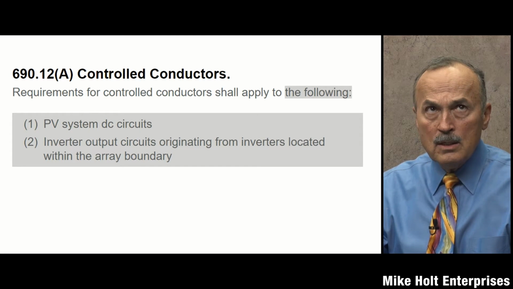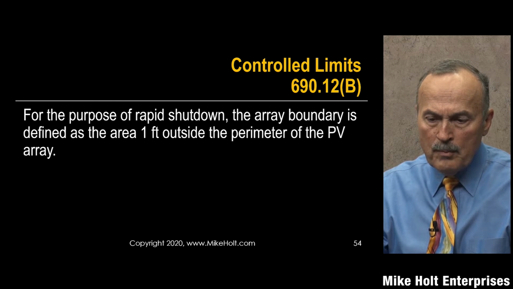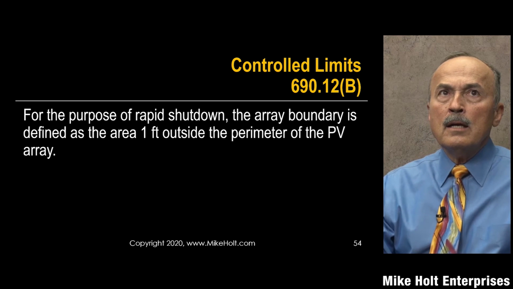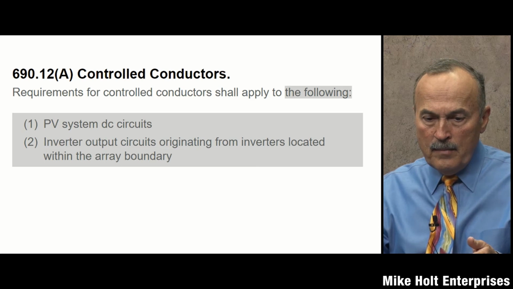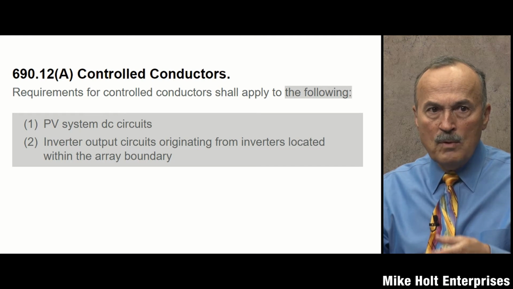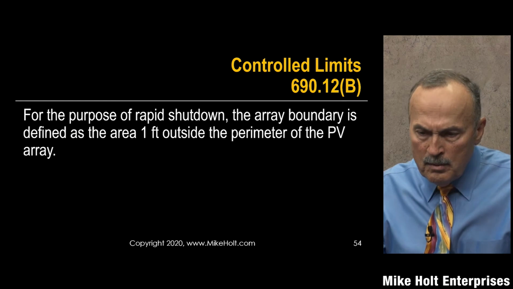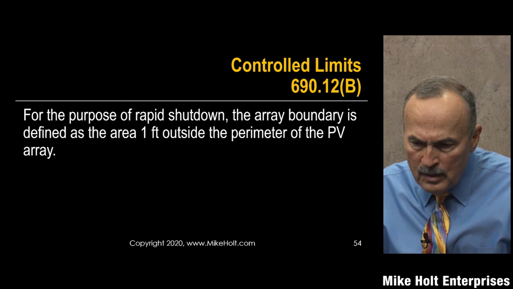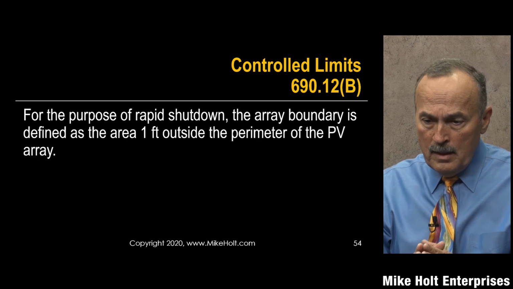All right, I understand what conductors now. For the purpose of rapid shutdown, the array boundary is defined as a 1-foot area outside the perimeter of the PV. If it's within the array boundary, I have to know what the boundary is. And the boundary is defined as the area 1 foot outside the perimeter. I'm sure the text can be better.